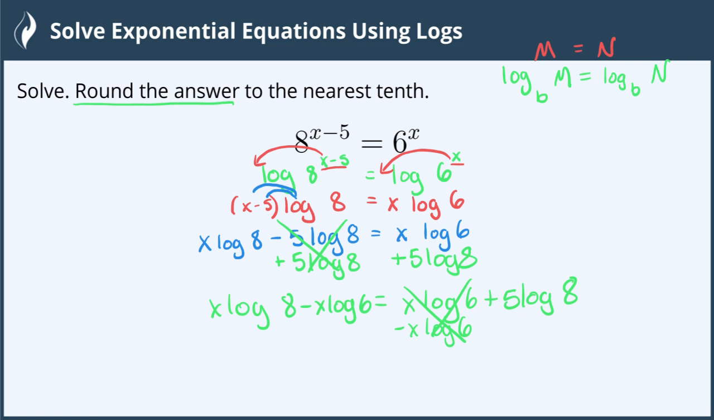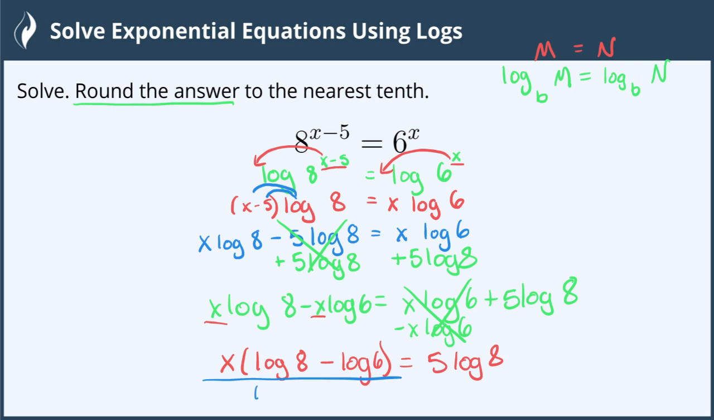Now that I have all of the terms with an x together, I can factor out the greatest common factor of x. So I have x on the outside, and I've factored it out, so I'm left with log of 8 minus log of 6. And this equals 5 log of 8. Now I just need to solve for x by dividing both sides by log of 8 minus log of 6. And now I've solved for x.